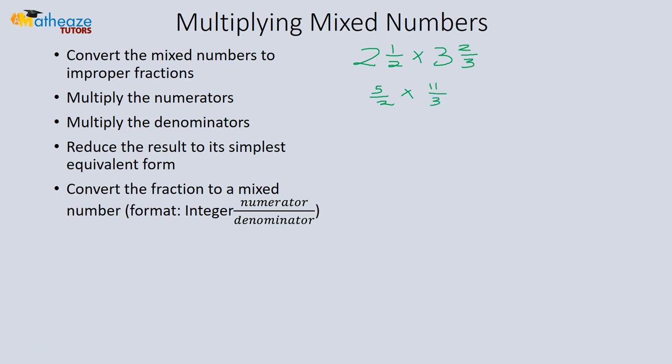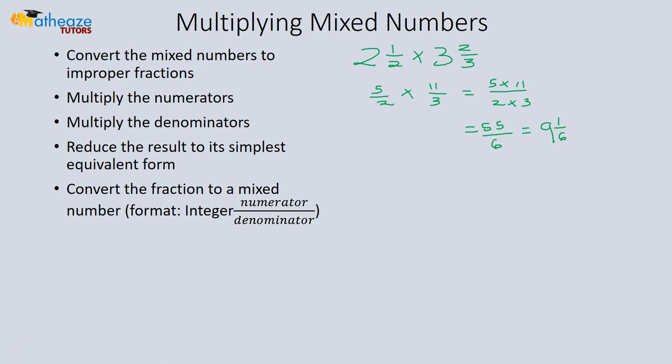So now that we have this, we just multiply numerators together. 5 times 11 divided by 2 times 3. So this is going to give us 55 over 6. So we divide 55 by 6. That happens 9 times with a remainder of 1, and we're dividing by 6.